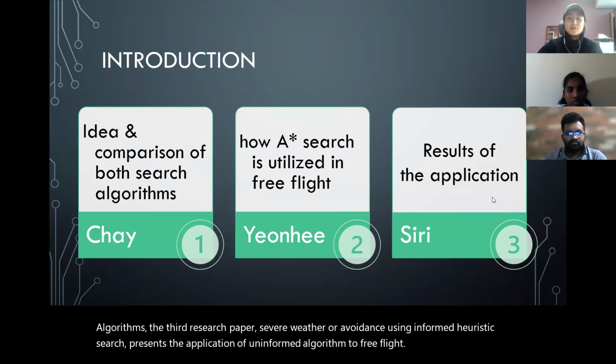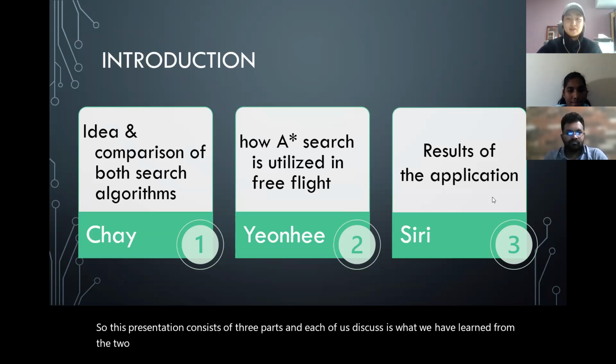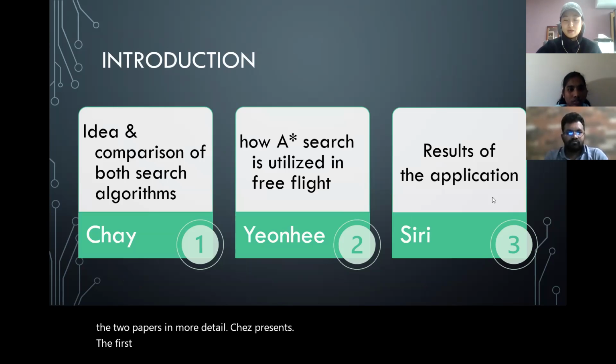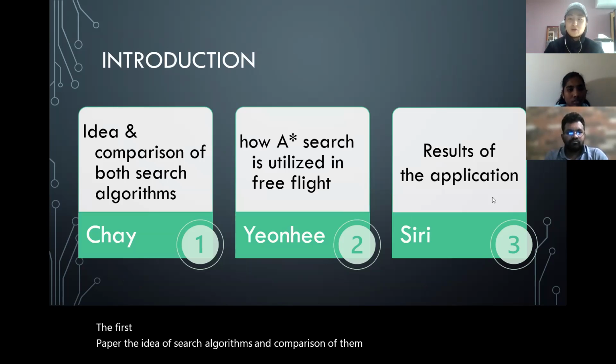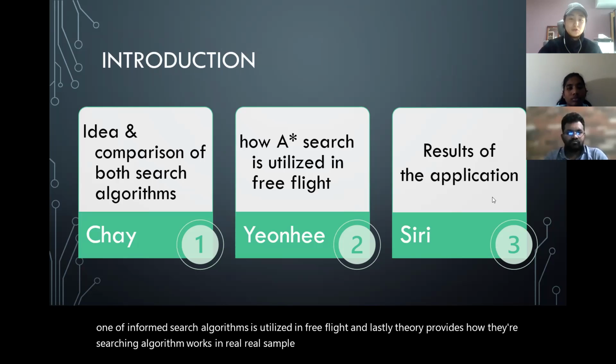This presentation consists of 3 parts, and each of us discusses what we have learned from the 2 papers in more detail. Che presents the first paper, the idea of search algorithms and comparison of them. Yoni, me, explains how A star search, one of the informed search algorithms, is utilized in free flight. And lastly, Siri presents how the searching algorithms work in real sample cases, and the conclusions.